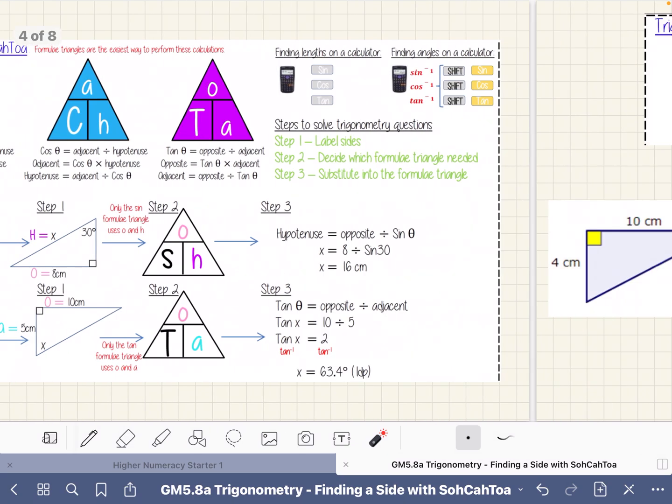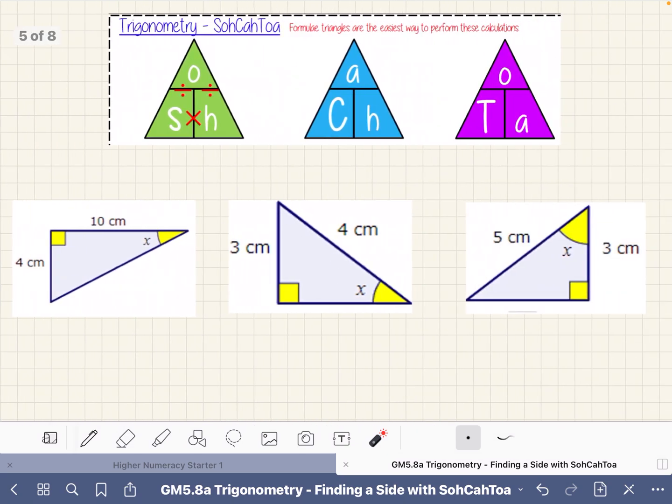To start off with, we will look at 3 different examples and identify each time whether we are using SoH, Cah or Toa to be able to calculate the missing sides or angles. To begin with, we need to label our sides of this triangle here. We will only label the sides which are given to us or we are trying to find.